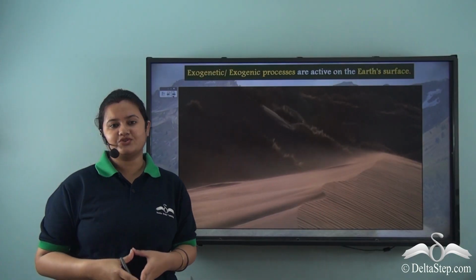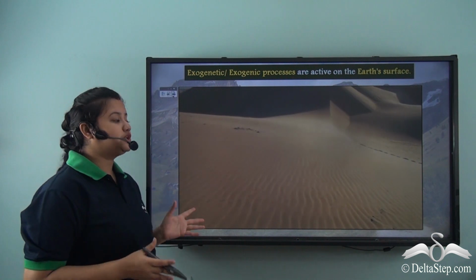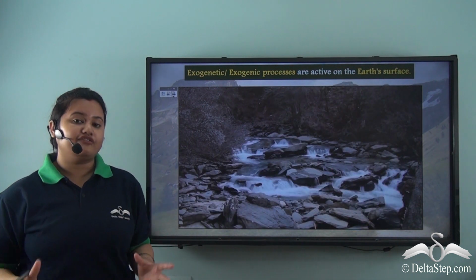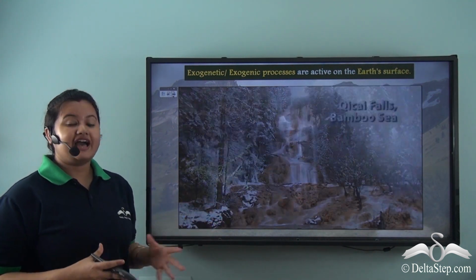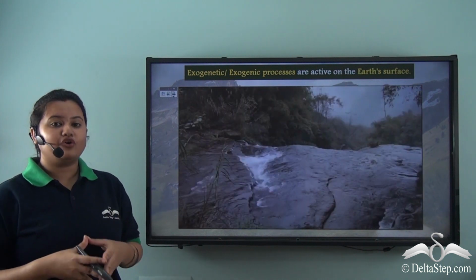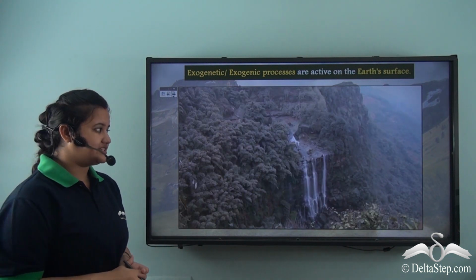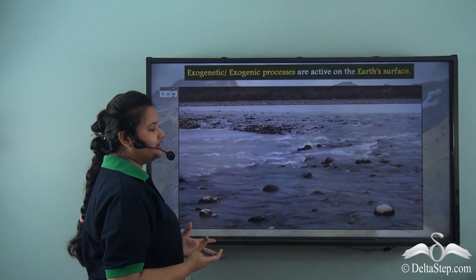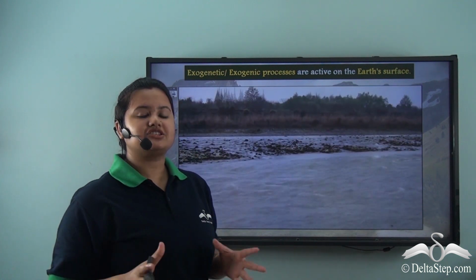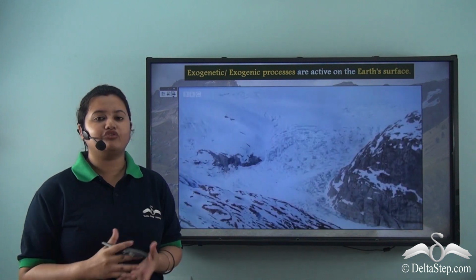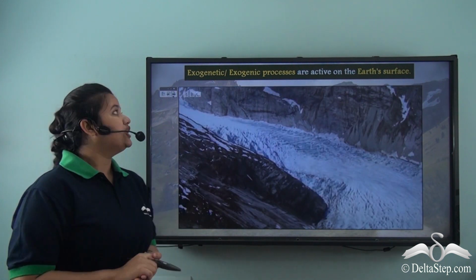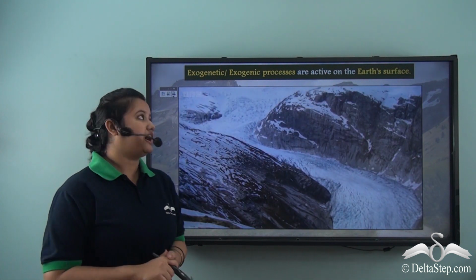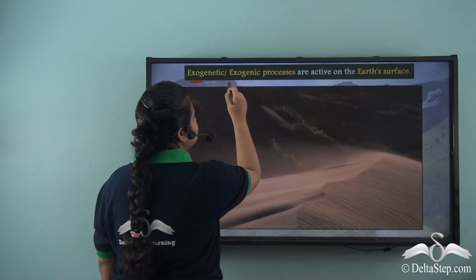Now, there are various forces that are active on the earth's surface. As you can see in this video, wind is blowing over vast barren lands. Again, a river is flowing over hard rocks, and glaciers are also moving over the exposed land surface. So these forces, that is the action of wind, water and frost, collectively change the land surface and lead to the formation of new landforms. So these forces that are active on the earth's surface and can be observed by us are called exogenetic or exogenic processes.